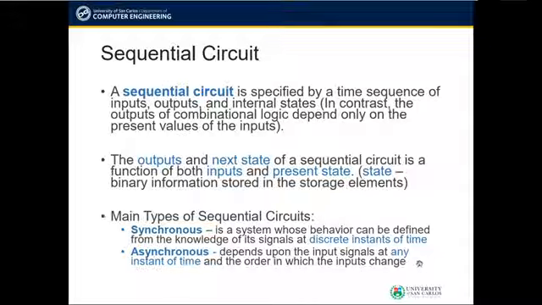On the other hand, an asynchronous sequential circuit depends upon the input signals at any instant of time and the order in which the inputs change. It means that the state of the device can change at any time in response to changing inputs and internal states without regard to the clock signal. The asynchronous sequential circuit is not dependent upon the clock timing element in executing some of its operations.